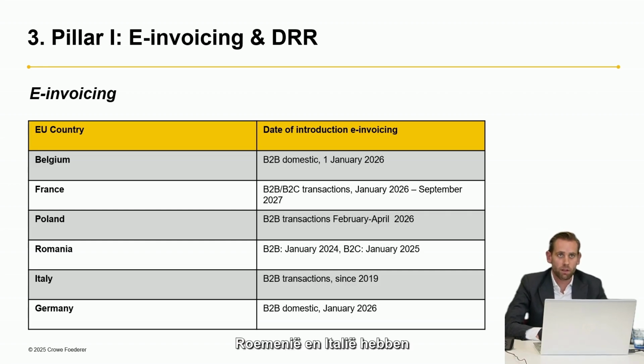So for example, Romania and Italy have already implemented e-invoicing for certain types of transactions in 2019 and 2024-25. And then you have Belgium, France, Poland, and Germany, which will roll out e-invoicing in 2026 and 2027. So if you're already doing business with these countries, it's good to follow the invoicing rules that are already in place or will be in place in the next couple of years.